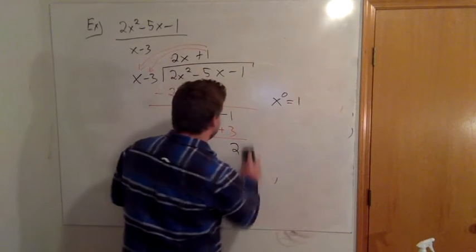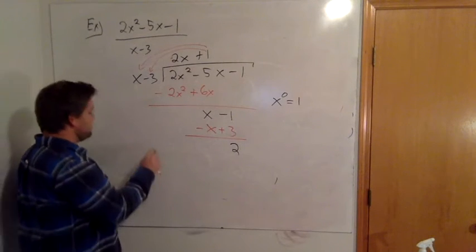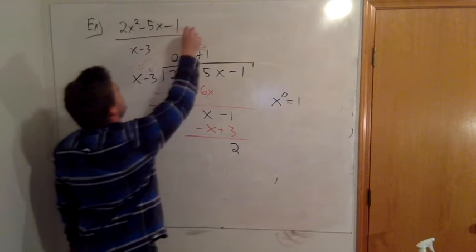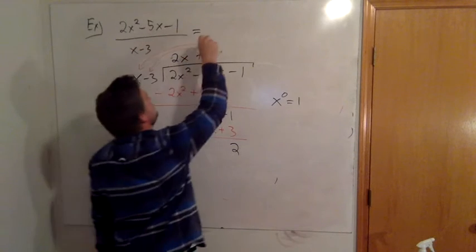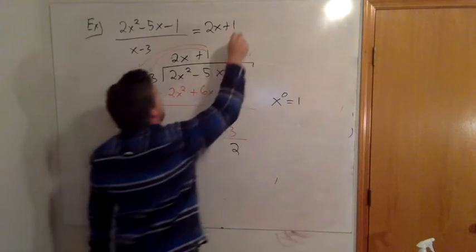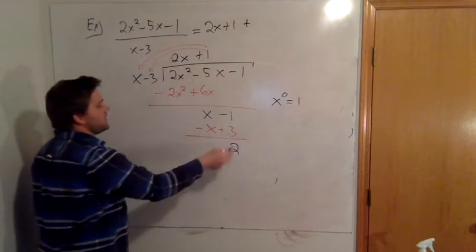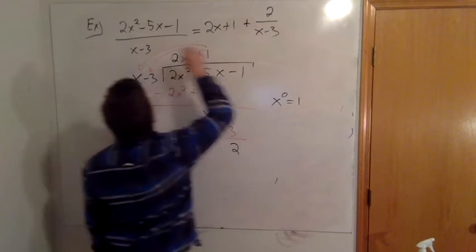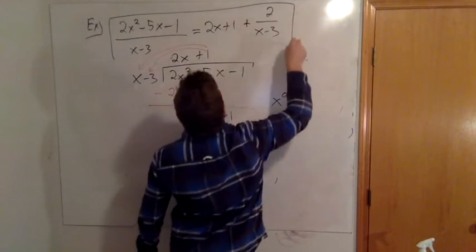So the final answer here, we have that 2x squared minus 5x minus 1 divided by x minus 3 is equal to the quotient. It goes in there 2x plus 1 times. And then we add the rest that we couldn't divide. The remainder, 2 divided by x minus 3. So this is the answer.